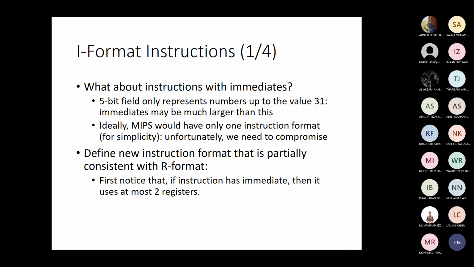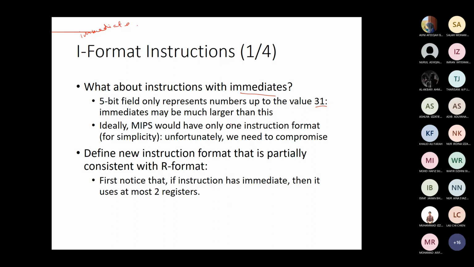Right? So I format. What about the I format? I format is about immediates. I means immediates. So what is an immediate? A 5-bit field only represents numbers up to the value 31. So immediates may be larger than this. If, let's say, we want to use the shift amount for your immediates, it can only represent up to 31. But actually, it should be larger than this.